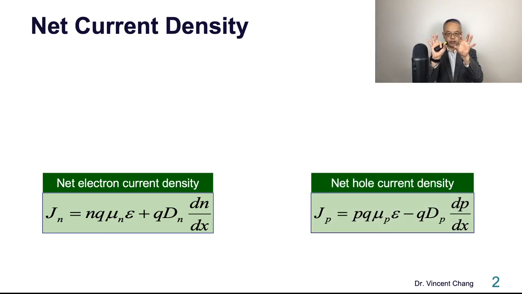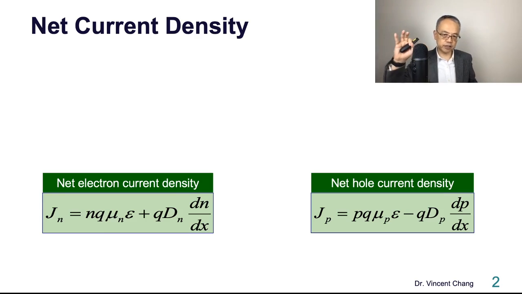So both equations, the first term of both equations represents what? The forces coming from the electric field. So it's the drift component. And the second component from those two equations is from the concentration gradient. So that's the component associated with diffusion. So the drift component plus the diffusion component gives us the total, the net current density.